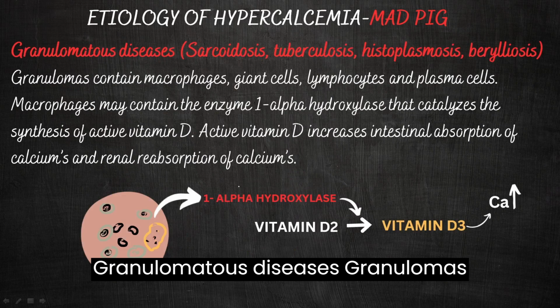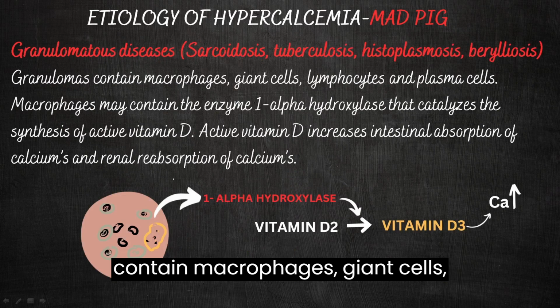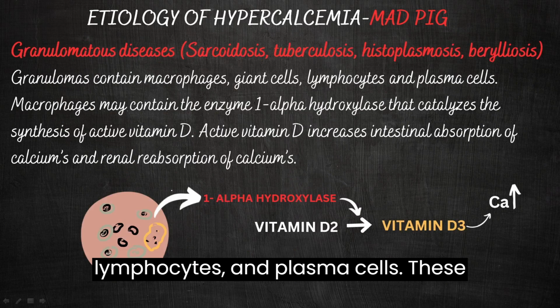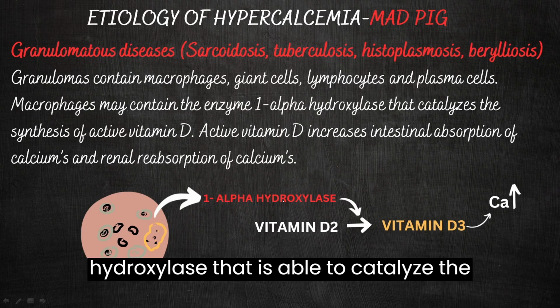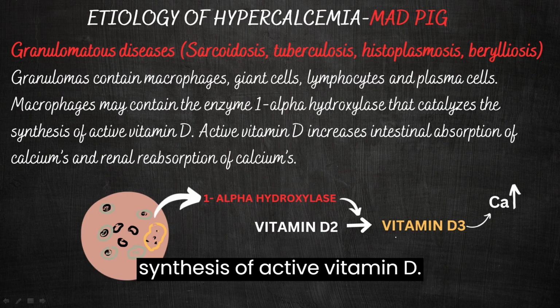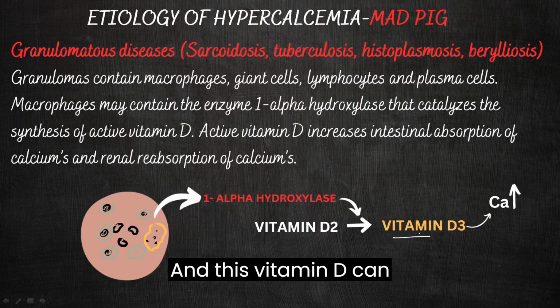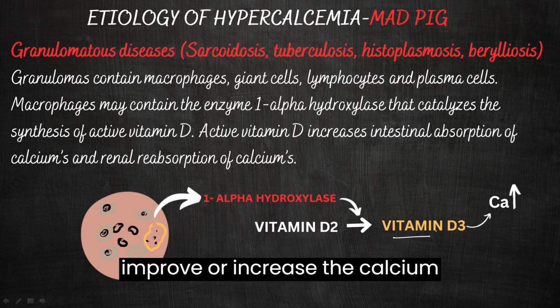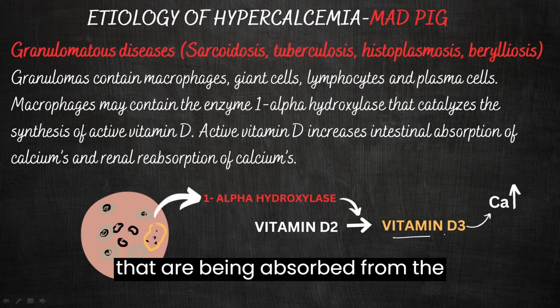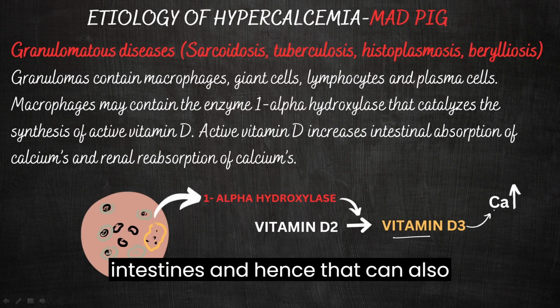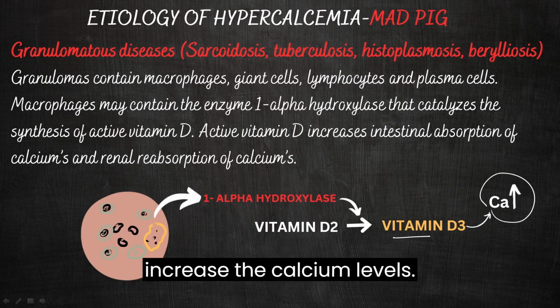Granulomatous diseases. Granulomas contain macrophages, giant cells, lymphocytes, and plasma cells. These macrophages may contain 1-alpha hydroxylase that is able to catalyze the synthesis of active vitamin D. And this vitamin D can increase the calcium levels that are being absorbed from the intestines, and hence that can also increase the calcium levels.